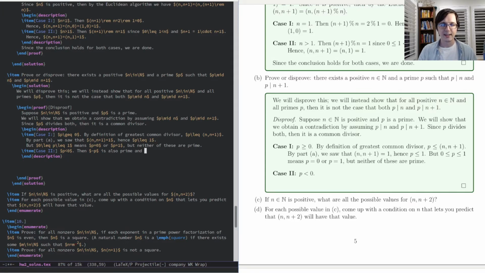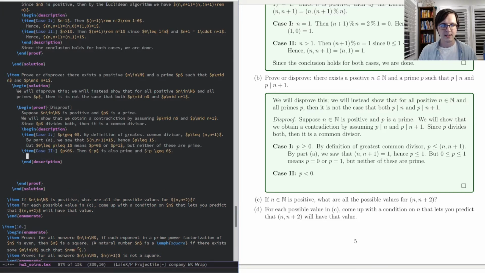So if we take our negative prime, we can take the negative of it. It's true that negative p is greater than 0, but it's also greater than or equal to 0. Furthermore, minus p divides n, and minus p divides n plus 1, by using minus 1. If we take the constant from the divisibility definition, we can multiply those by minus 1.